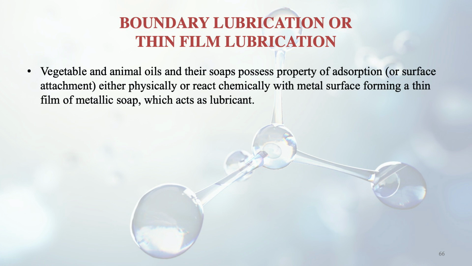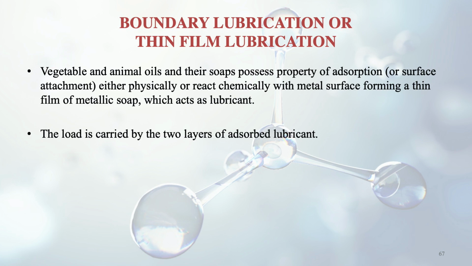So vegetable and animal oils and their soaps possess the property of adsorption, or surface attachment, either physically or chemically, with the metal surface, and thus they form a thin film of metallic soap which acts as a lubricant. Thus the load is carried by the two layers of the adsorbed lubricant. So animal oils and soaps have this kind of property.